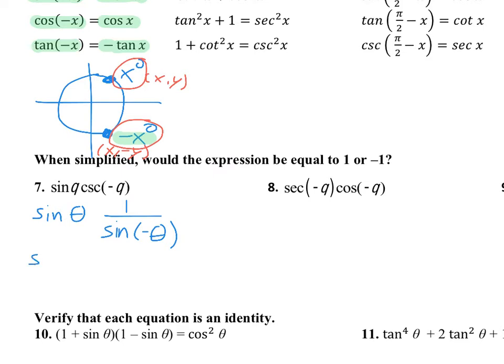Alright, we just learned that when you go from quadrant 1 to quadrant 4, or from quadrant 2 to quadrant 3, when you go to the bottom, your y-coordinate changes. So this would become 1 over negative sine of theta. Alright, so the signs cancel. We still have a negative on the bottom, so 1 divided by negative 1 is negative 1.